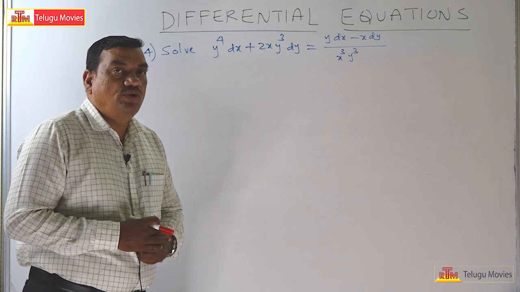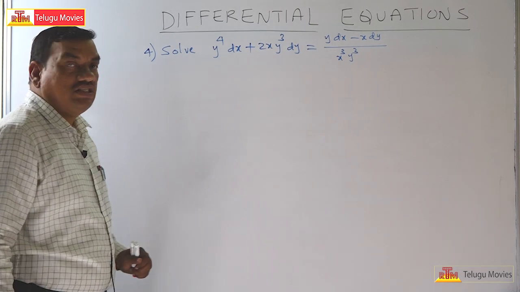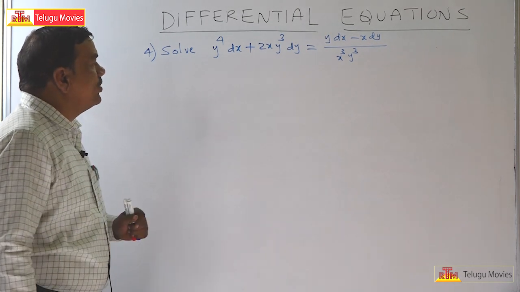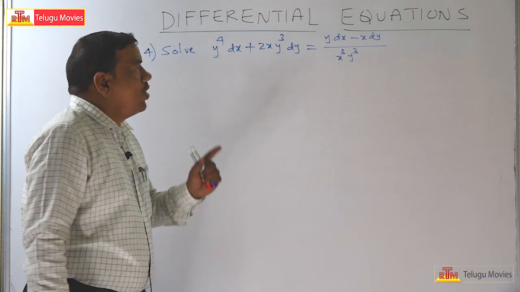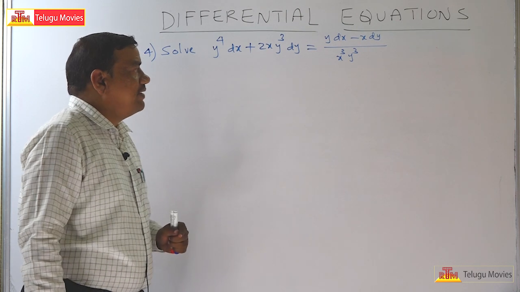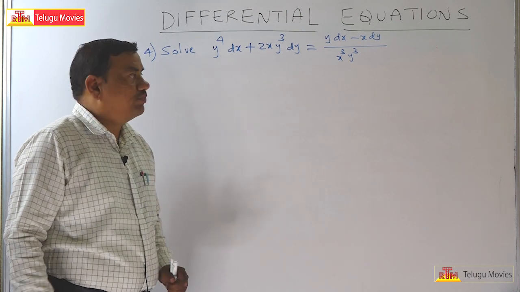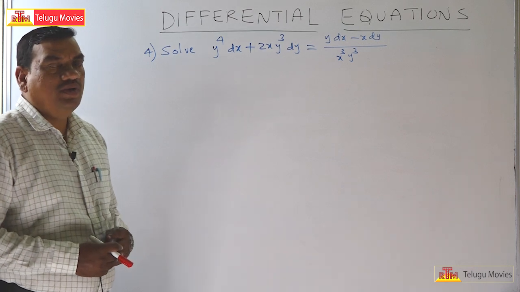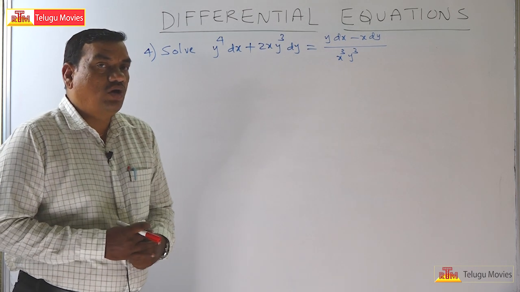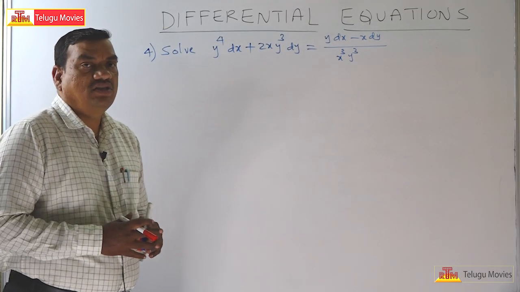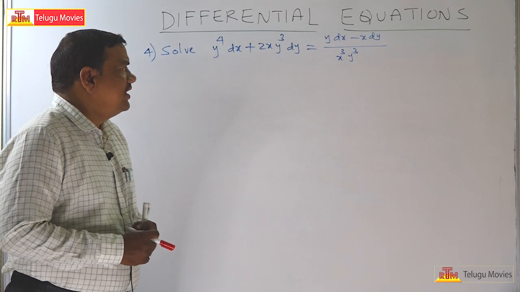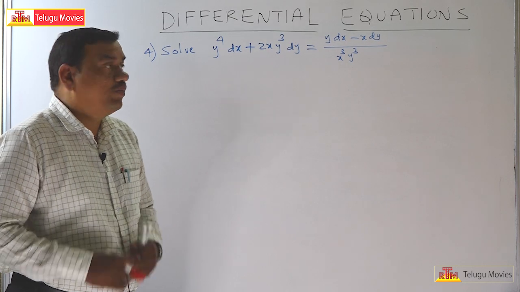Dear students, welcome to this problem. So, the problem is: solve y to the power of 4 dx plus 2x y cube dy is equal to (y dx minus x dy) by x cube into y cube. So, then how to solve this problem? This problem also can be solved using an intelligent grouping of the terms. Then how to group the terms? Here different methods are there to group the terms.